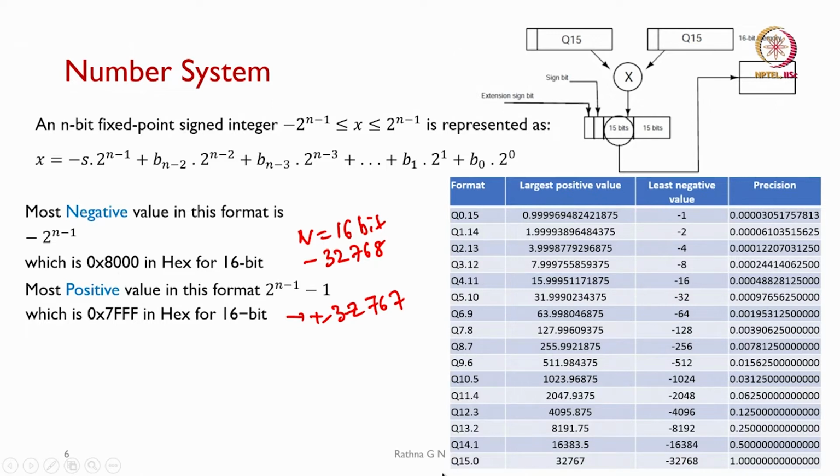The last one is the integer representation, that is the Q15.0 format, or Q0 format as we call it. In that case the numbers in decimal that I will be representing are 32767 to minus 32768. So, the precision is going to be 1 between the 2 bits, that is the LSB bit and the next bit. So, the precision I will have is 1.